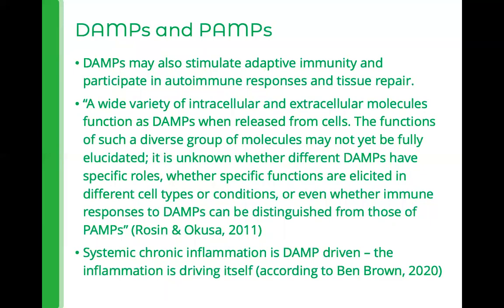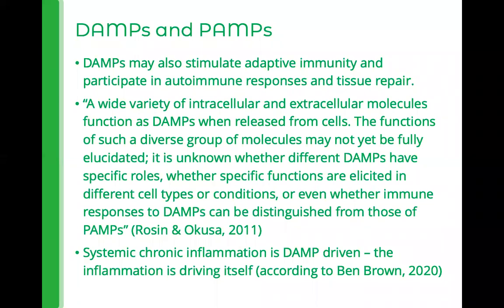What Ben Brown said at the NTY AGM, which I thought was really nice, is that systemic chronic inflammation is DAMP driven. So the inflammation is driving itself. Again, it's another cycle, because if you have inflammation and cytokines, they're eventually going to cause damage to the cell, a stressed cell. That's going to release a DAMP, which triggers the immune system, and that's going to trigger more inflammation. So it's this vicious cycle. I smiled when he said this really early on in his talk, because I thought, this is perfect for my unit.